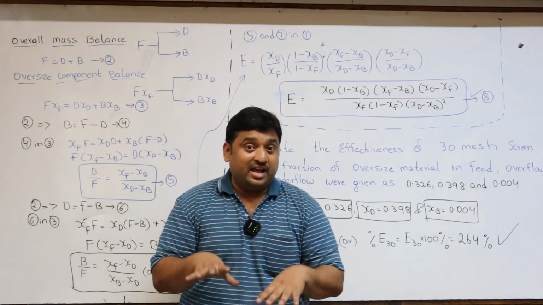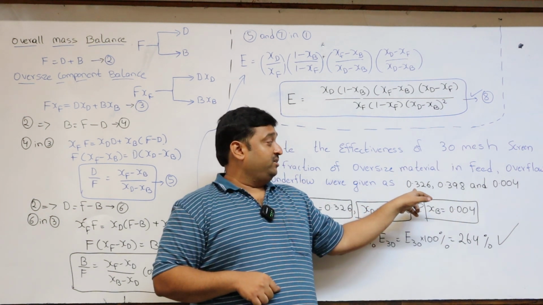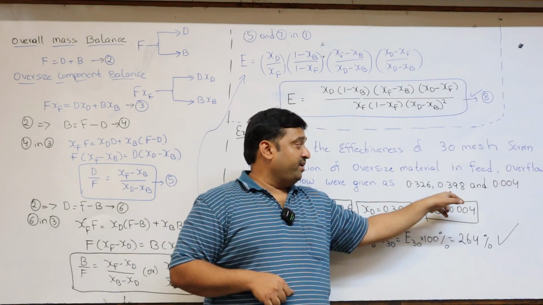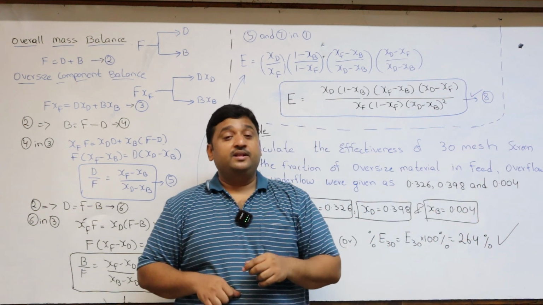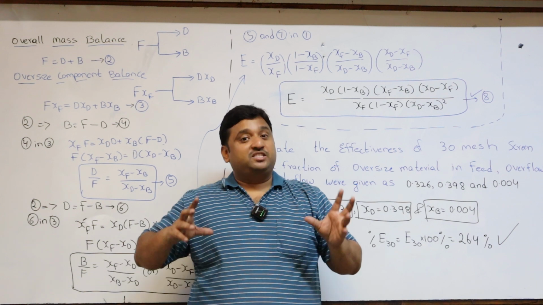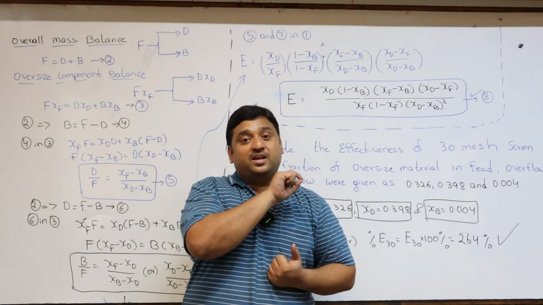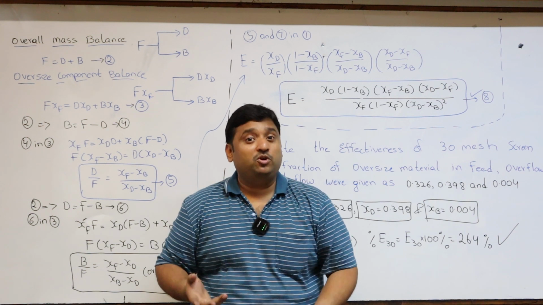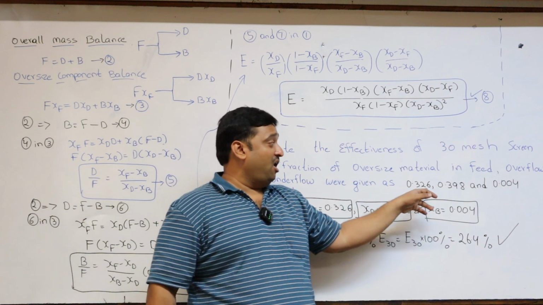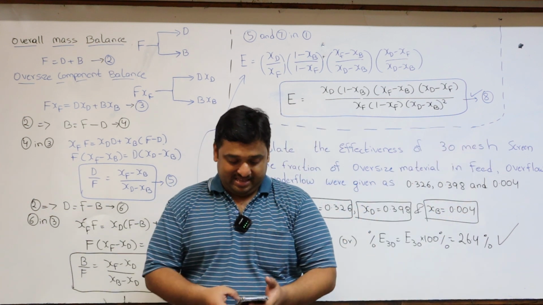Then the important aspect is how I got this number. xF is equal to 0.326, xD equal to 0.398 and xB is equal to 0.004. For this, I conducted an experiment in the lab and uploaded it under the name effectiveness of the screen demo practical. If you watch the video, you can get an idea of how I got these three numbers. So it will be more clear. Okay, thank you.